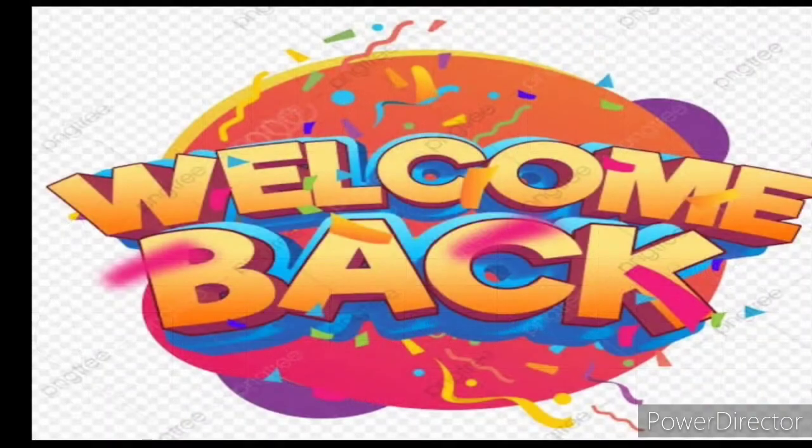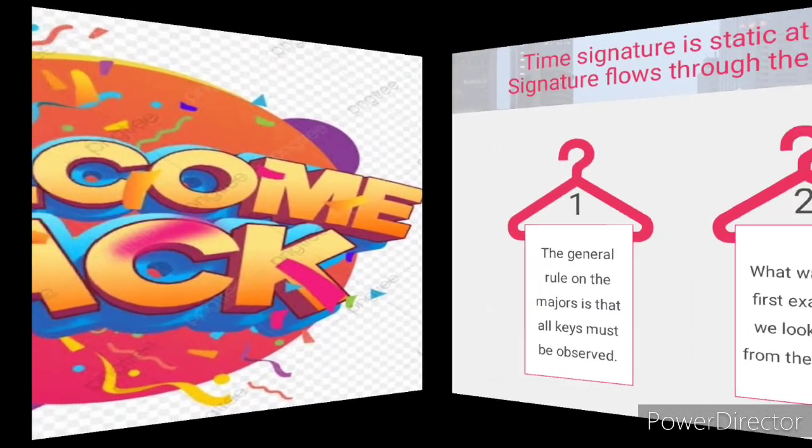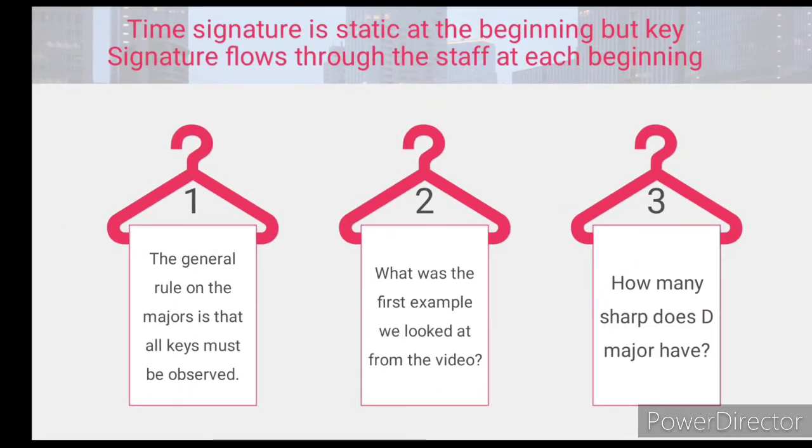Welcome back. I hope you had a nice time and you were able to learn a lot of things from the video. Now, time signature is static at the beginning, but the signature flows through the staff. When we say the signature flows through the staff, we are talking about the key signatures. Time signatures are static, but key signatures flow.